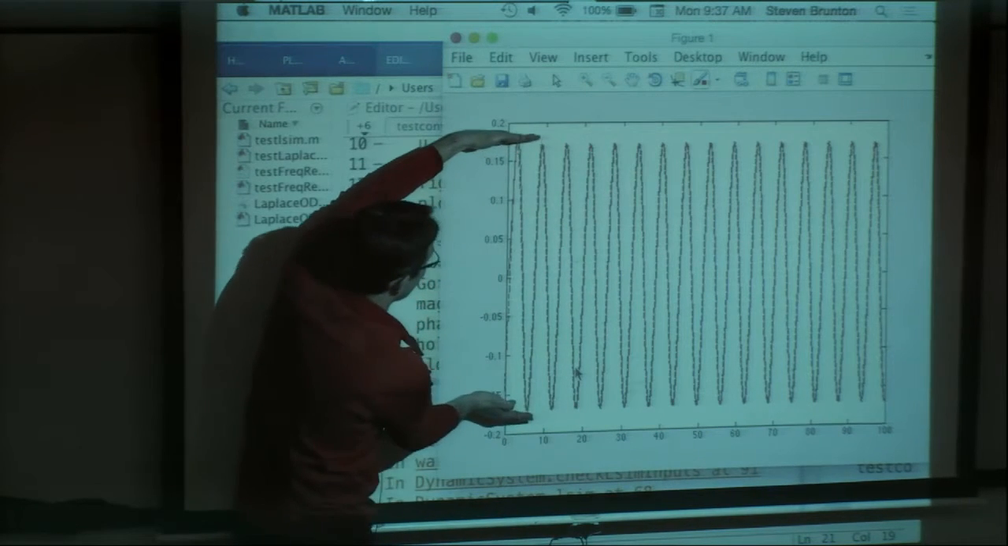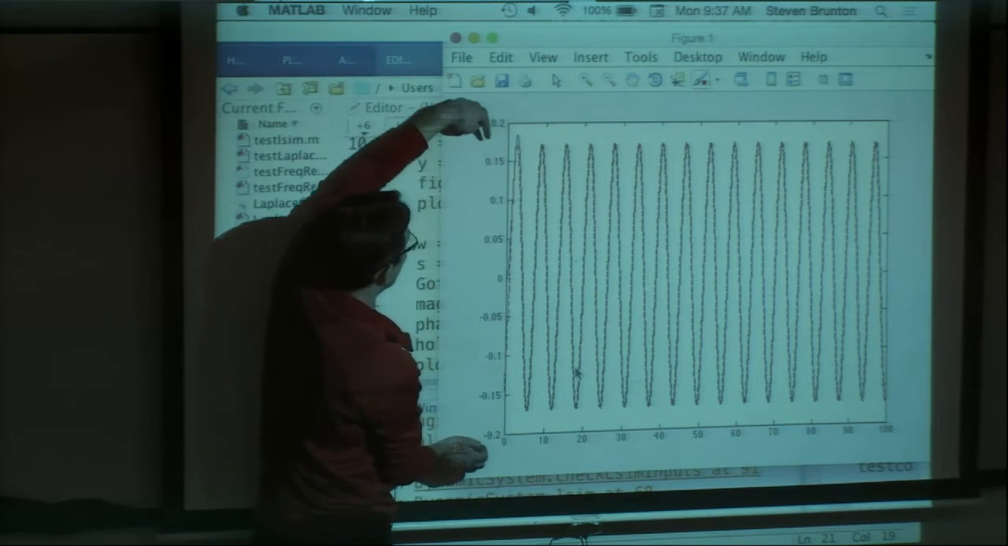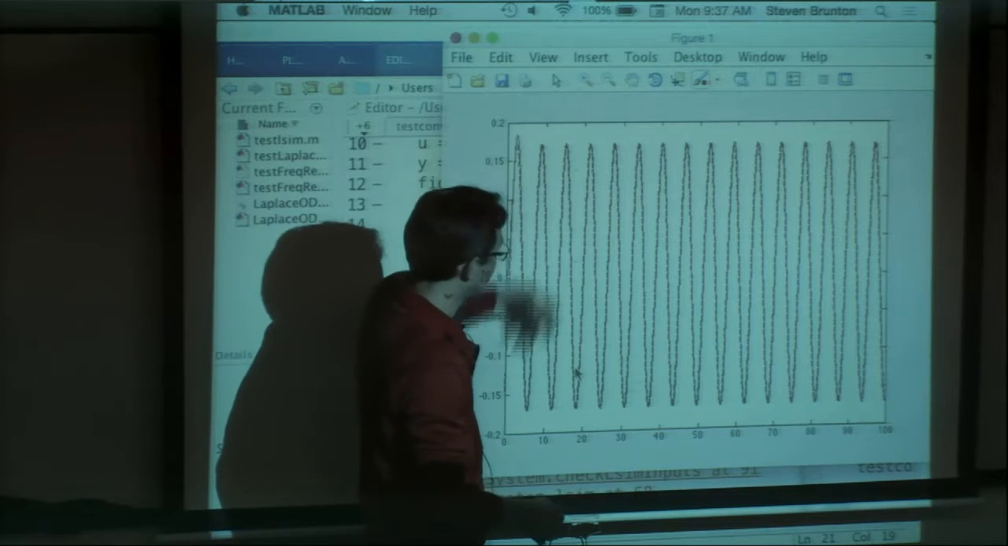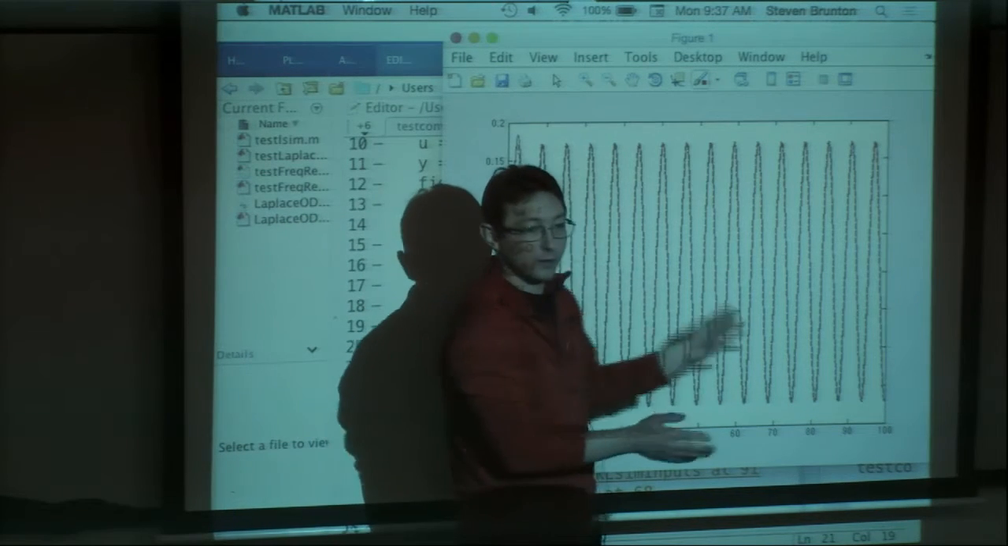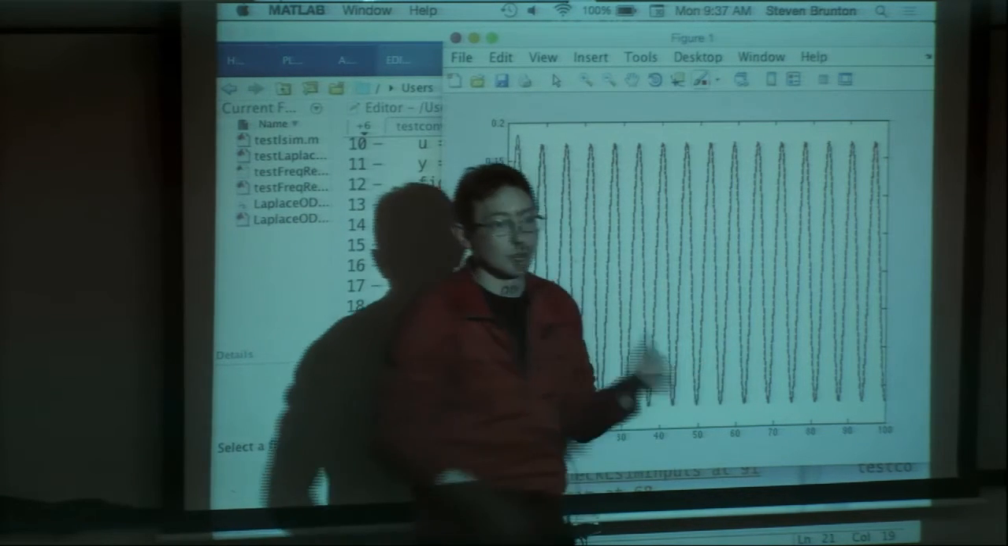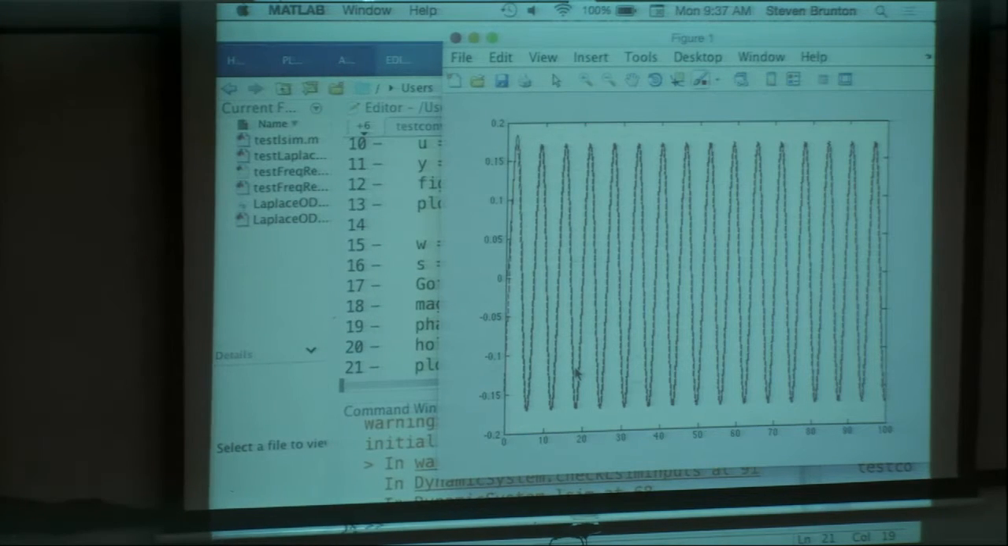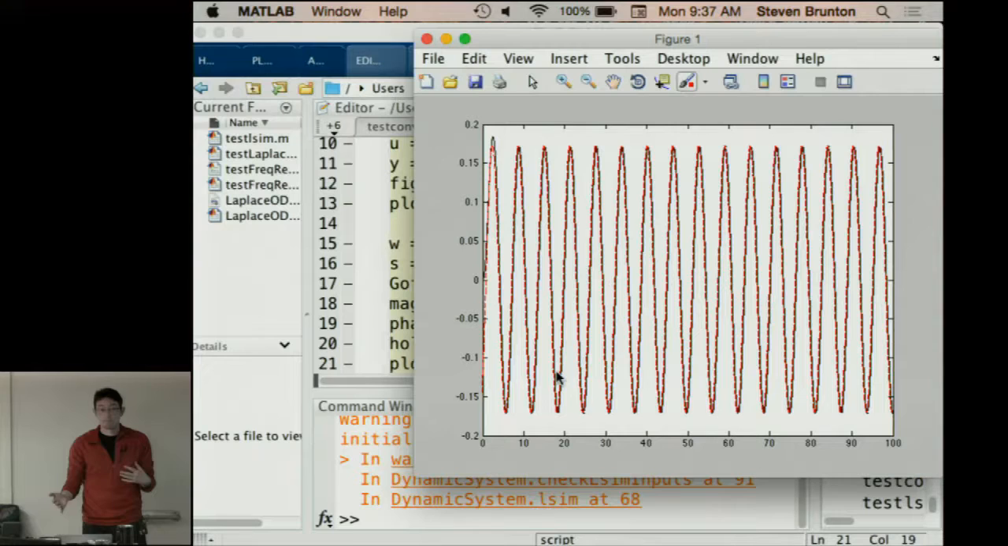And look, the magnitude's not 1. It's 0.17 or something. And we're perfectly capturing the magnitude and the phase of the sinusoidal response just with 2 numbers from the transfer function, the magnitude and the phase of g evaluated at i omega. Does that make sense? Okay, so this is an extremely powerful tool.